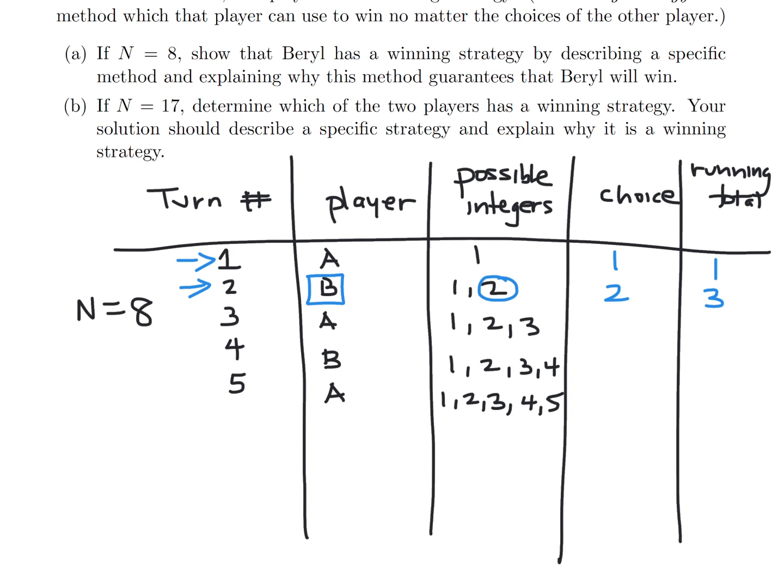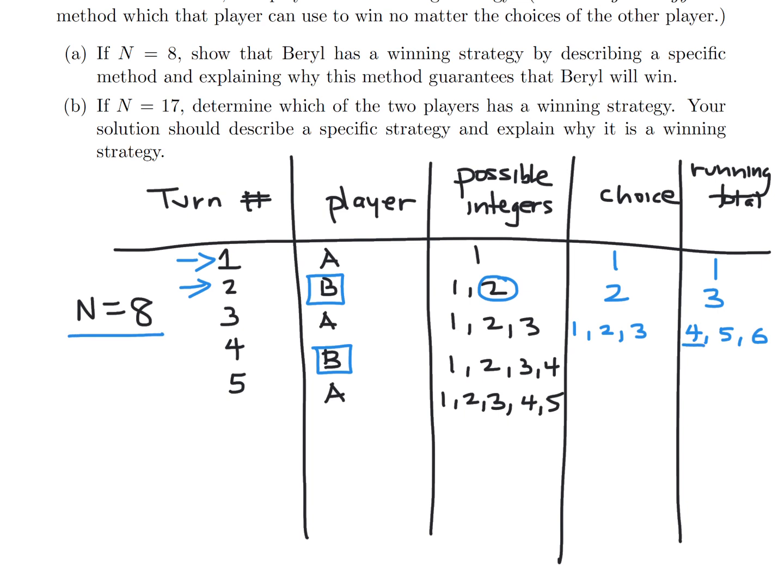Now Alphonse, at this point, has 3 choices, so he could choose either 1, 2, or 3. Now if he chooses 1, the running total will be 4. If he chooses 2, the running total will be 5. And if he chooses 3, the running total will be 6. Now whatever happens, Beryl now can win. Why? Because he wants to just get to 8.